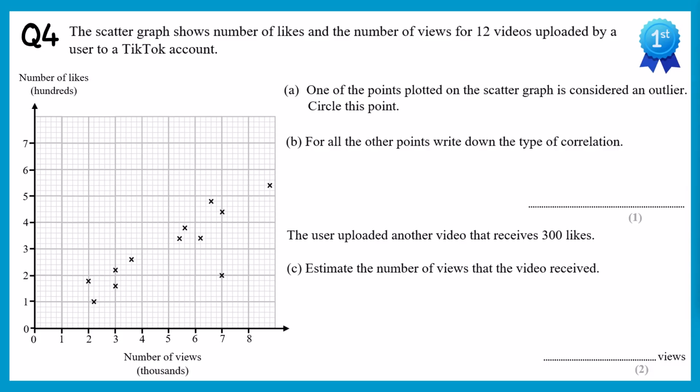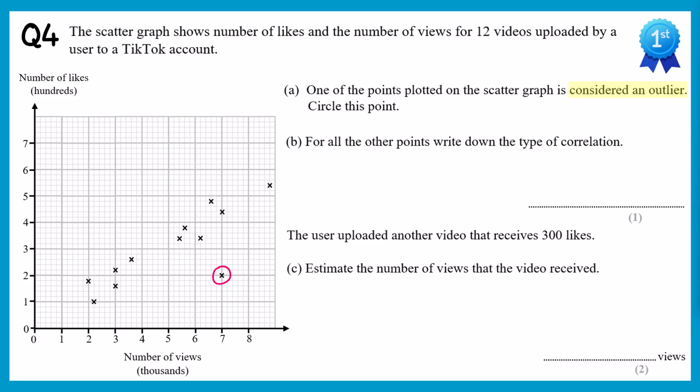For the first part of the question, we're looking for the point that's considered an outlier. A point that's an outlier is generally away from all of the other points that follow a particular trend. So the one that's an outlier for this one is this point down here. It doesn't follow that upward trend of all of the rest of the points.